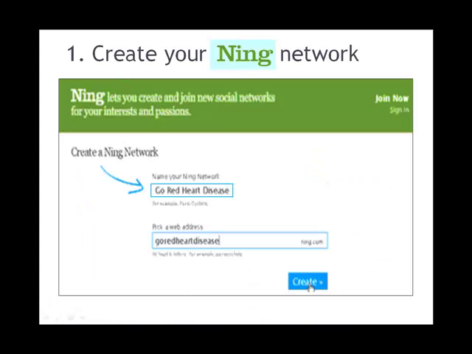To create a social network, simply go to ning.com. Enter a name and a web address for your network. Be sure to keep the name and web address simple.